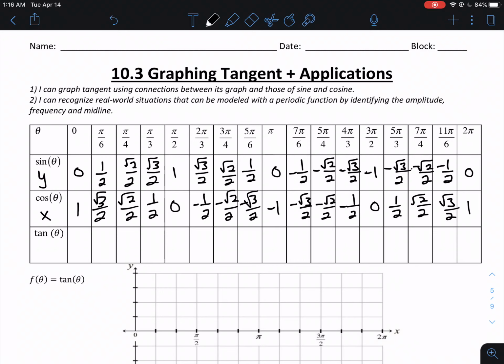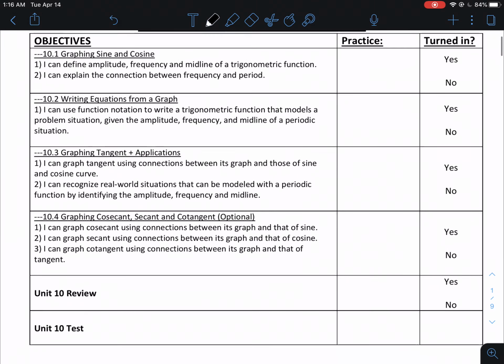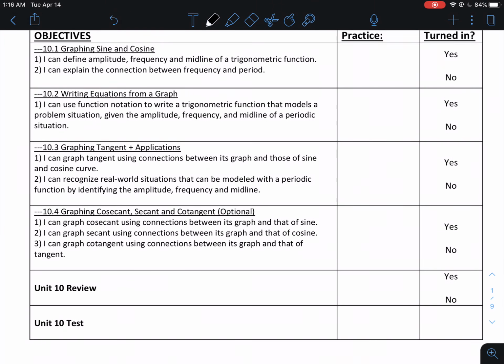This is the third and possibly final lesson for this unit, depending on how far you want to take your studies. The reason I mentioned that, let me go back to the summary page for this unit. If you did not get a chance to look at the summary, 10.4 is an optional section. What that means is that I'm still going to post a video for it. I'm still going to post homework for it. I'm still going to post extra practice for it, but it will not be on your quiz on Friday.